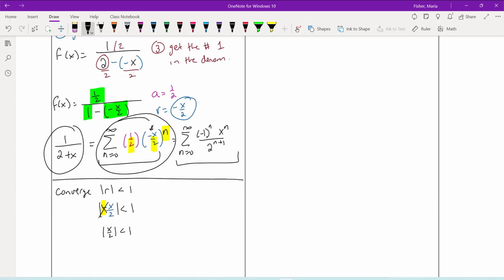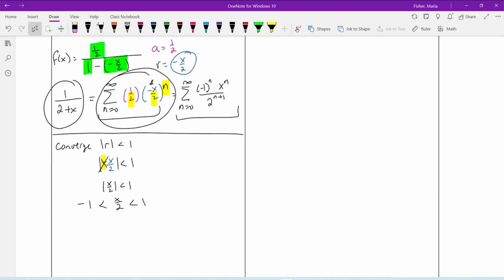Now I have that absolute value less than inequality, and that becomes the compounded inequality, so we say negative 1 less than x over 2 less than 1. Finally, solve for x by multiplying everything by 2, and you get negative 2 is less than x, which is less than 2. You do not check the endpoints because you figured out what the power series was by using the geometric series. Therefore, you can just jump to the interval of convergence being negative 2 and 2, neither one included, so parentheses for both.